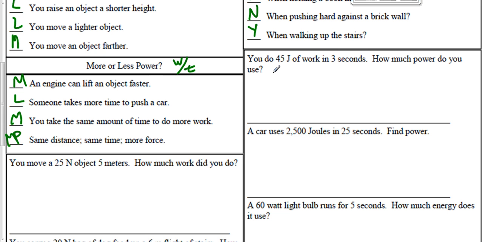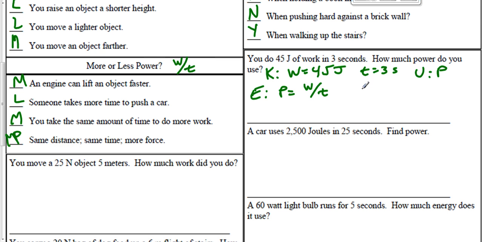Next, you do 45 joules of work in 3 seconds. How much power do you use? Our knowns are going to be work is 45 joules, time is 3 seconds. Unknown is power. Our equation, power equals work over time, and our solution is going to be power equals 45 joules over 3 seconds, which gives us 15 watts.